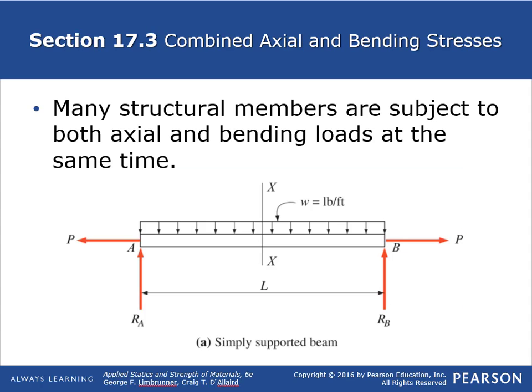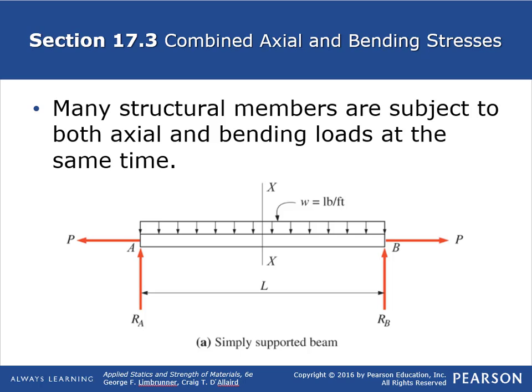The next section I want to talk about is combined axial and bending stresses. It's a common problem where you have a structural member that's subject to both axial and bending loads at the same time. That's depicted by this graph here. We have a simply supported beam with a uniformly distributed load on it, and we also have an axial load P here tending to pull the beam.